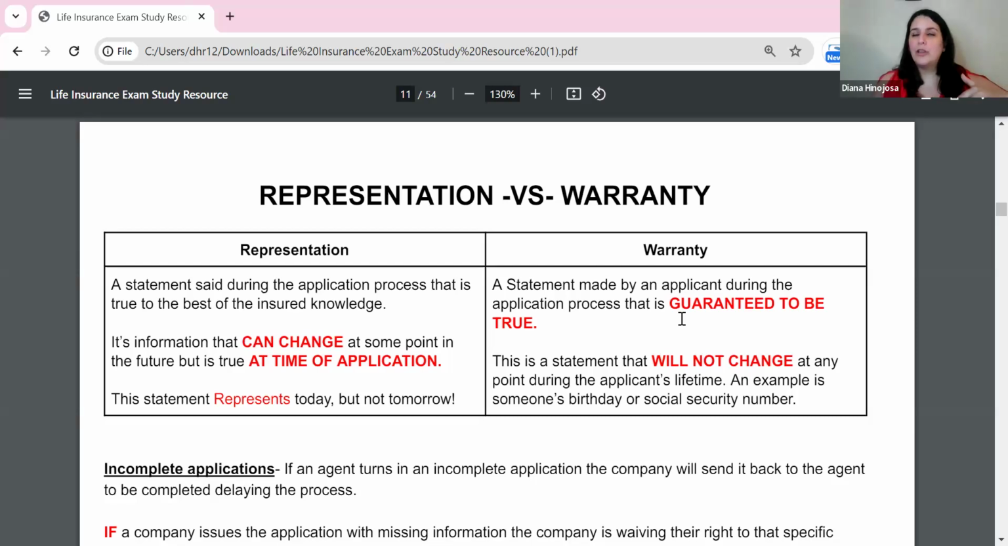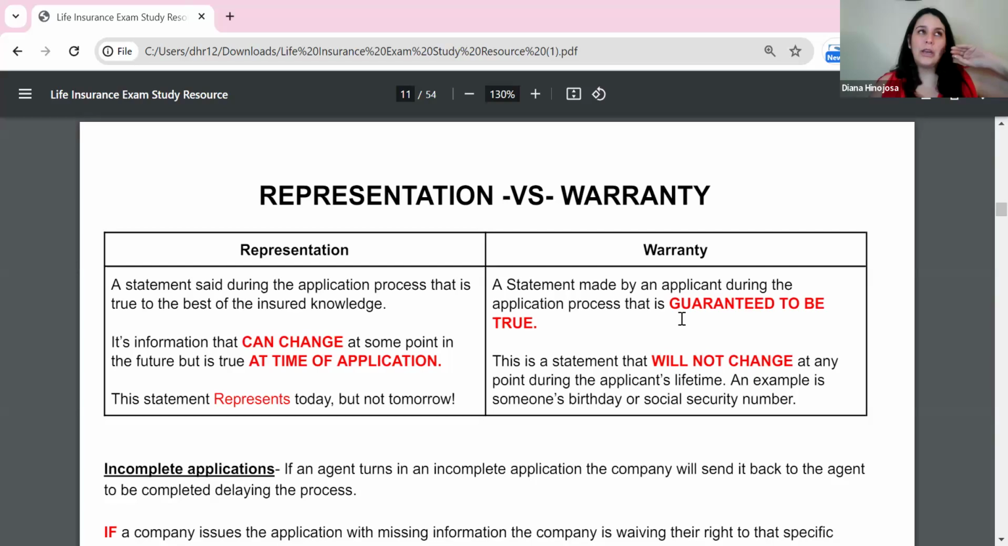So if I tell you I got my tonsils taken out when I was 20, I'm not going to wake up suddenly and be like, oh, I didn't get them when I was 20. I got them when I was 12. No. So your medical history is a warranty as well. Things that will not change. And that right there, guys, pretty simple concept, pretty straightforward. So just make sure that you understand the difference between that representation and the warranty.